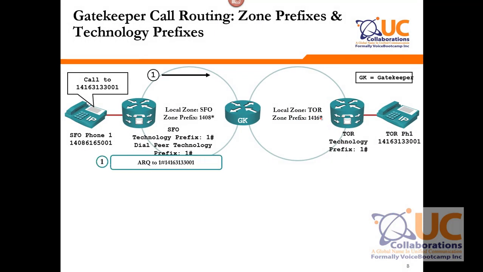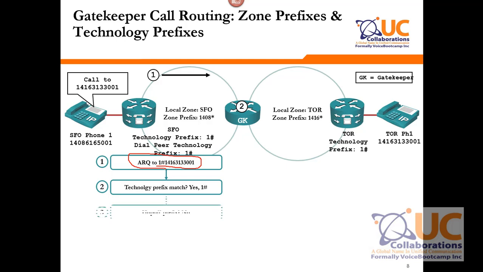In the next scenario, I do not have a default technology prefix configured, but the user is sending me the 1 hash with the number this time. So first step, does the technology prefix match? Yes, it does. Is a hop-off prefix configured? Hop-off prefix is like a special configuration where you can tell the gatekeeper that if you see this tag prefix, send it to this gateway. If you see this tag prefix, send it to that gateway. So it's like more policy-based routing.